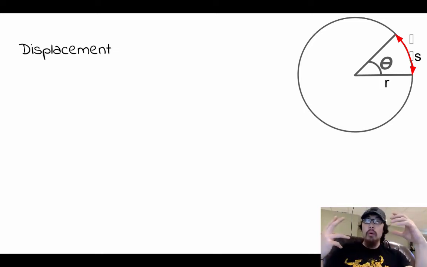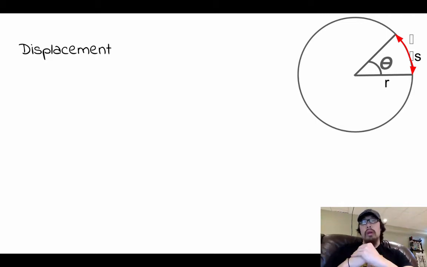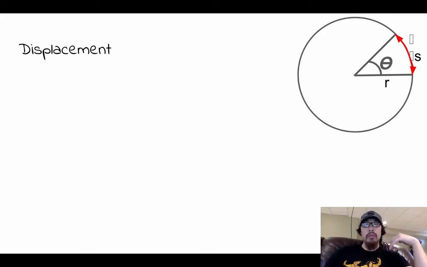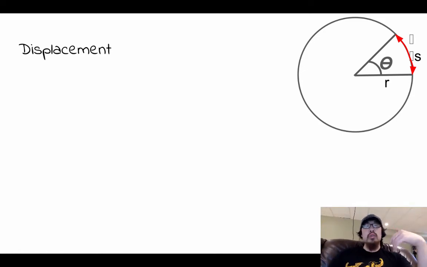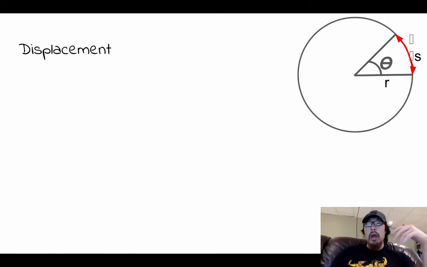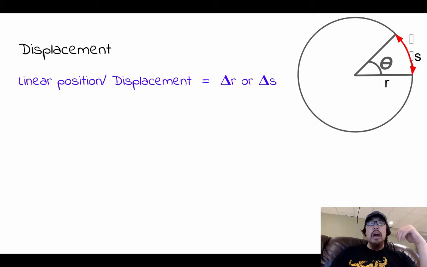Now, it's going to be a lot like what we did in the very beginning of the year with linear or translational kinematics, but now we're going into angular or rotational kinematics. And so we're going to be seeing a lot of the same vocabulary terms. For example, displacement is one of them. Now, displacement is the shortest distance from point A to point B. And in this case, we see that as delta r or delta s, okay? And that is the outside edge of the rotation.